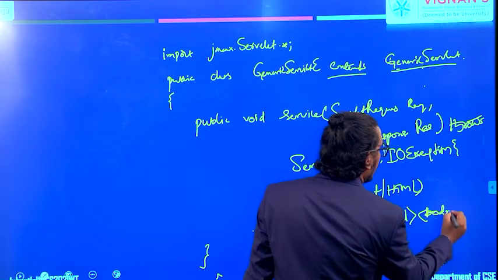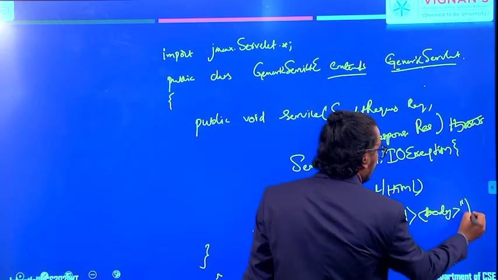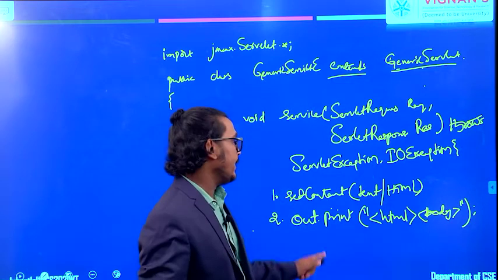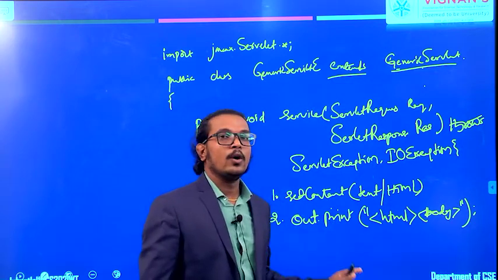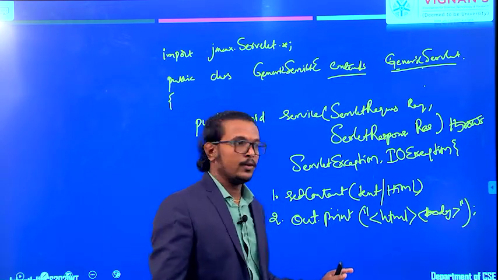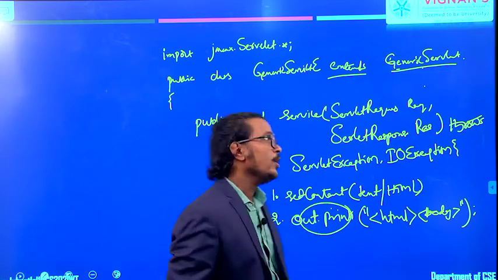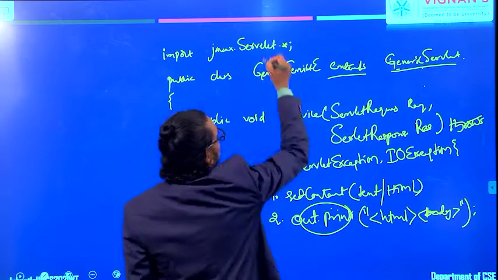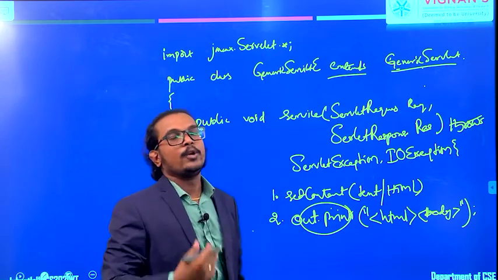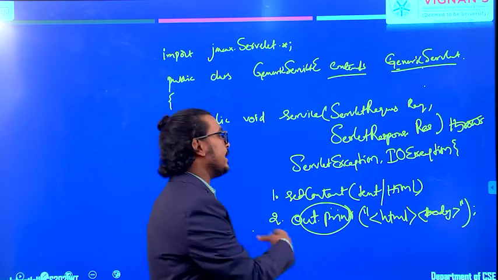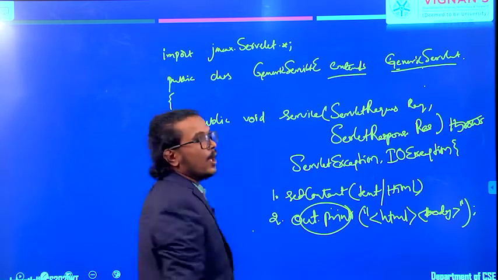You have to pass that information in out.println, out.print. If you are using this out.print, for that what package do you have to import? You have to import the util package or IO package. That related packages you have to import in your program.